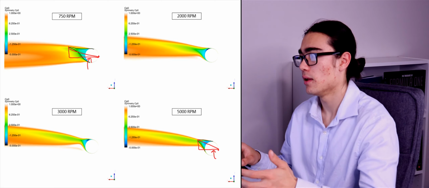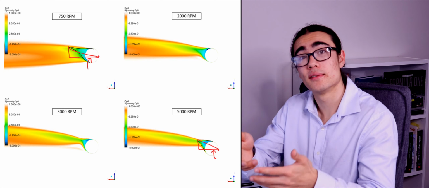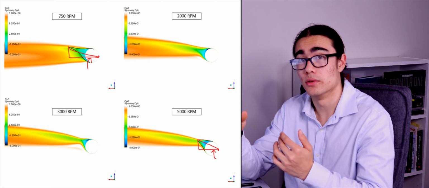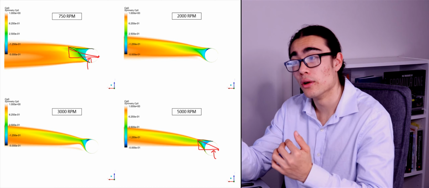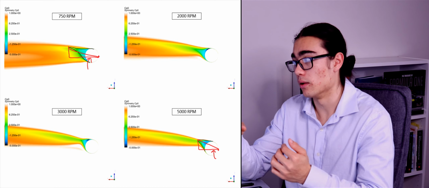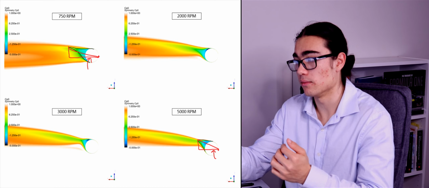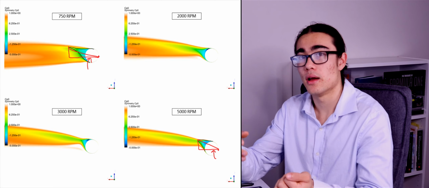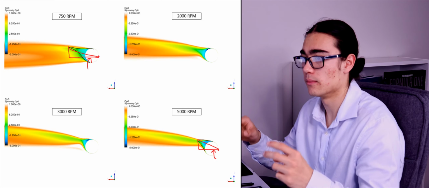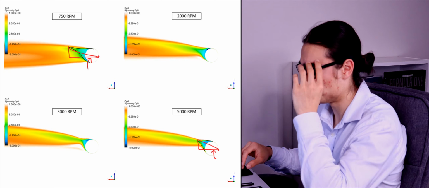So effectively we've curved the flow less, so you're going to extract less load from it. Obviously with the 5,000 RPM case we've got a much greater coefficient of lift, or in this case a much greater negative coefficient of lift.